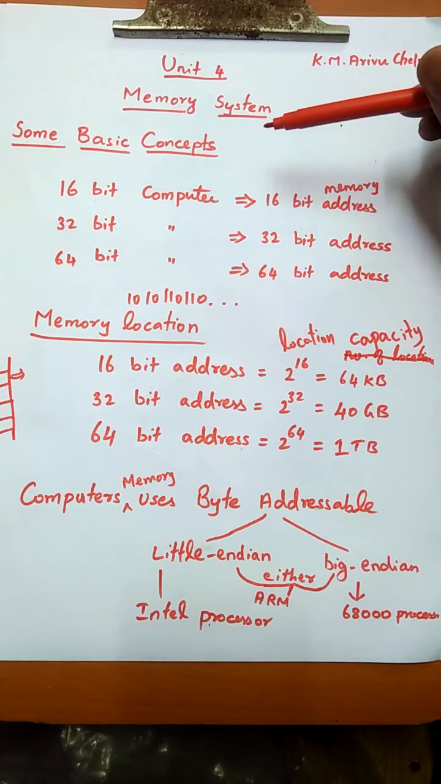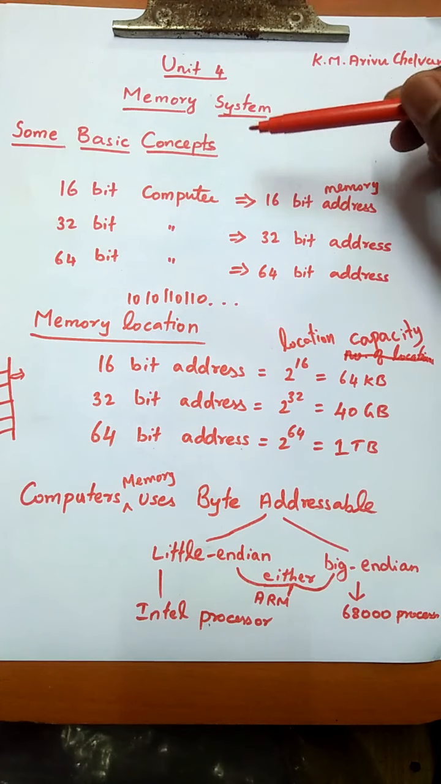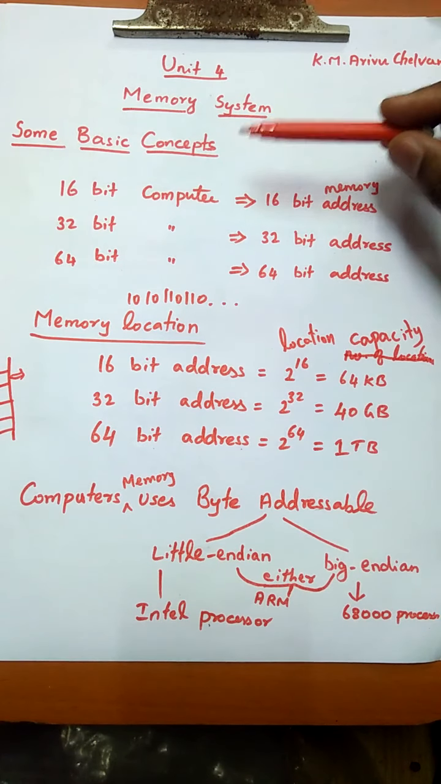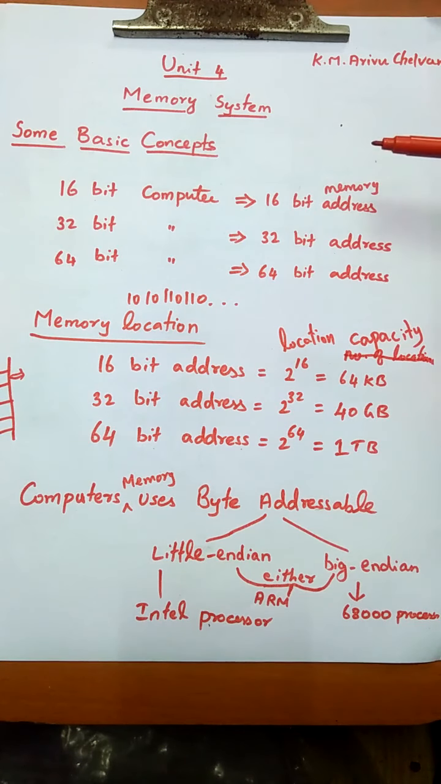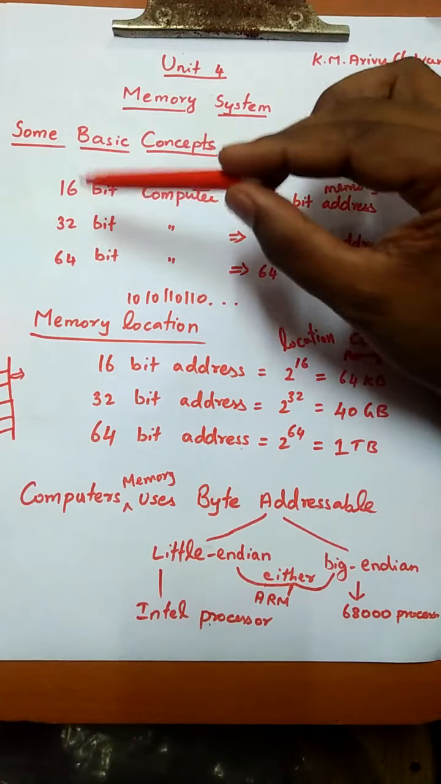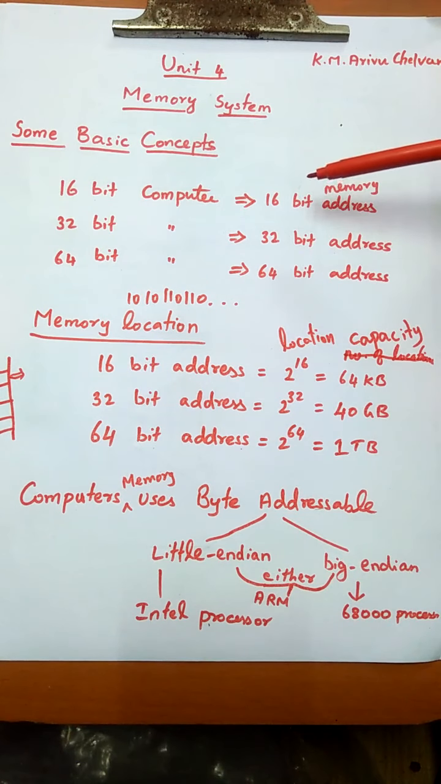So you all know we have different speeds of computers. Depending upon the processor, the speed of the computer varies. If it is a 16-bit processor, we require a 16-bit memory address. If it is a 32-bit computer, we require a 32-bit memory address. And if it is a 64-bit computer, we require a 64-bit memory address. So you see here, depending upon the processor bits, the address bits also change.